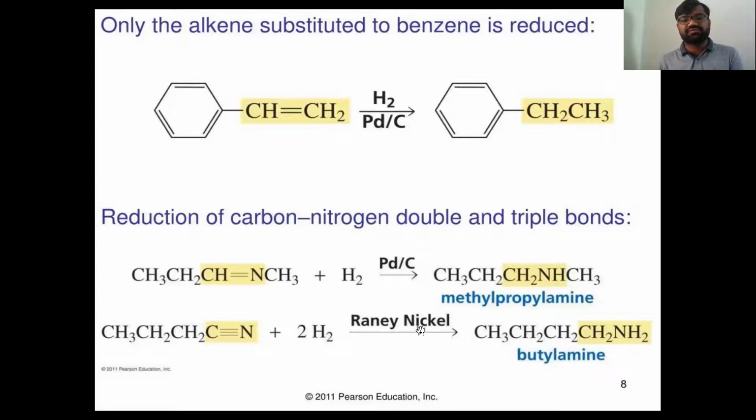Raney nickel is a specific nickel catalyst to reduce the carbon-nitrogen triple bond and carbon-nitrogen double bond, all to amine. If you reduce a double bond, you get a single bond, and if you reduce a triple bond, also carbon-nitrogen single bond. Not only for carbon-carbon double bond and carbon-carbon triple bond, the same catalyst can be used for carbon-nitrogen double bond and carbon-nitrogen triple bond reduction.